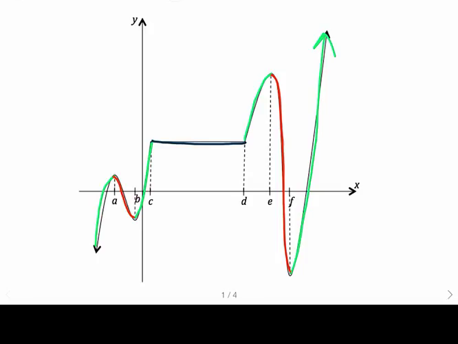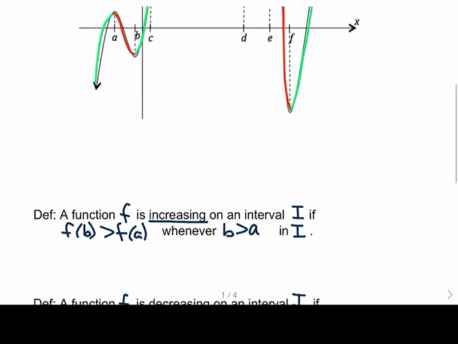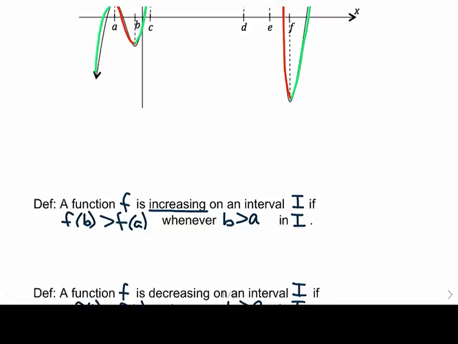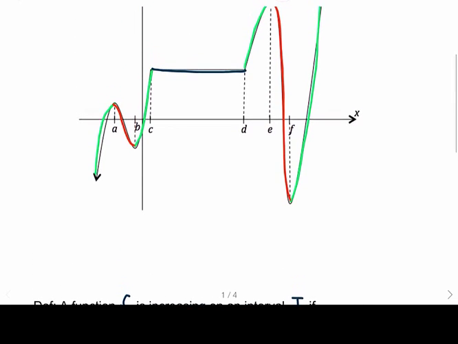As far as the definition, a little bit of mathematical notation. A function f is increasing on an interval I if f(b) is greater than f(a) whenever b is greater than a in the interval I. If normal people were talking, they would say y is getting bigger as x gets bigger. In other words, in the context of increasing and decreasing, what we're looking at is as we go along the x-axis from left to right, are the y values getting bigger or are they getting smaller?